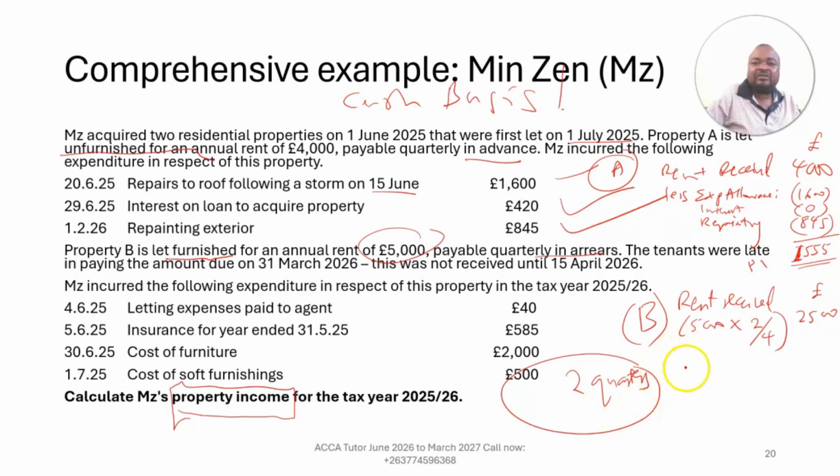Then we have to deduct the allowable expenses. Less allowable expenses. The allowable expenses, let's start with the letting expenses paid to the agent. This one is allowable. So agent fees, 40. Insurance for the year ended 31st May 2025, 585. So insurance is allowable.